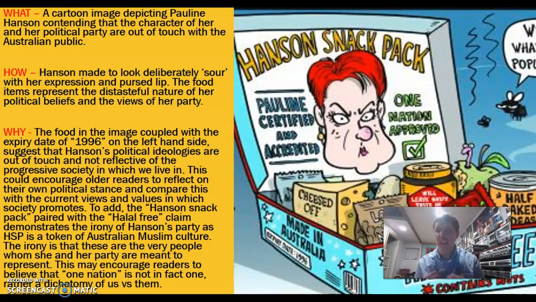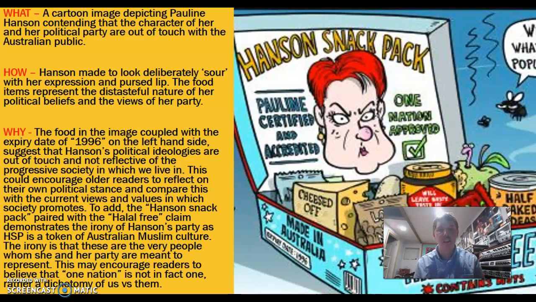This could encourage, so this is where I talk about the intended effect. And notice how I use the word could. I don't say this makes the reader feel, because we can't definitively say that it makes the reader feel anything. We can't put a definitive or absolute statement there. So make sure that you're using words like could or may. So perceived but not actual, or not that we know of anyway. So this could encourage older readers to reflect on their own political stance and compare this with the current views and values in which society promotes.